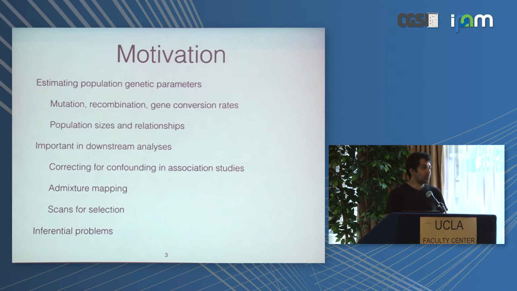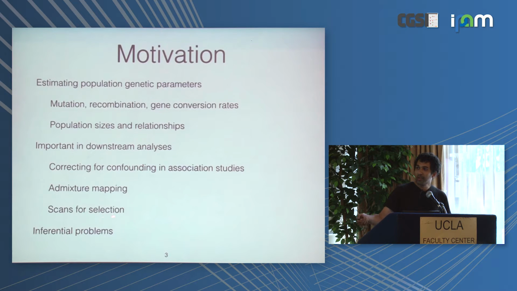But these problems are also interesting in a lot of downstream analyses. When we are looking at association studies and we want to correct for confounding, we'd like to be able to understand the relationships between different individuals in these data sets. If we know the relationships amongst populations, such as in admixed populations, that enables new kinds of study designs, like admixture mapping, which takes into account the peculiar structures of these admixed populations.